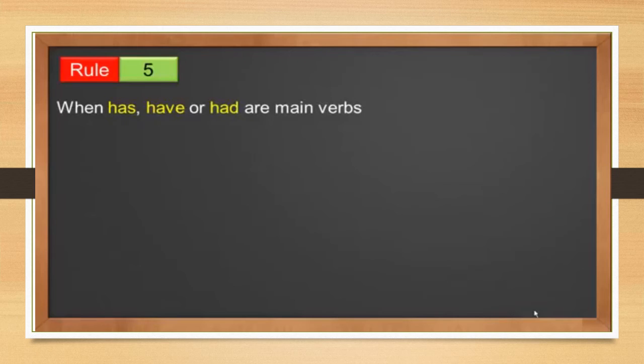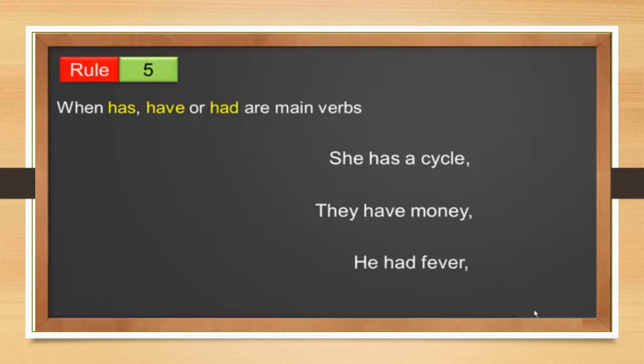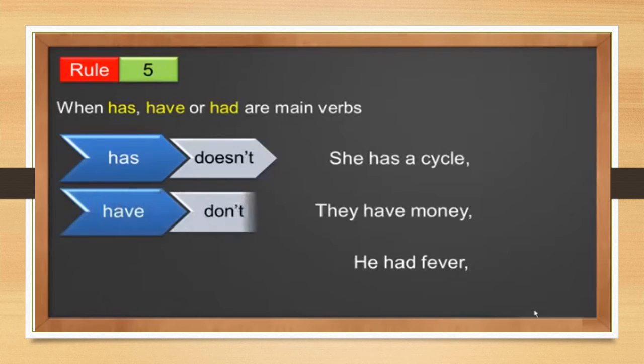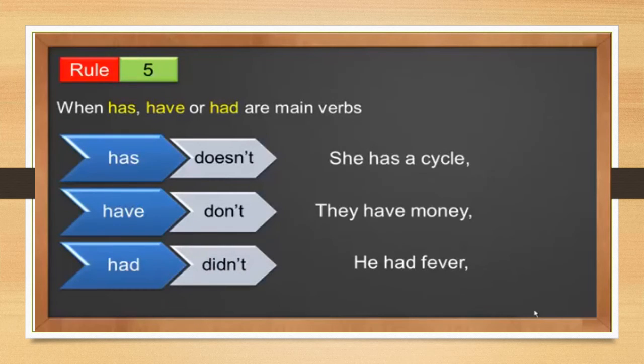Rule number 5. When has, have, or had are main verbs, not auxiliary verbs, we use this particular rule. For example, she has a cycle. They have money. He had fever. So in case of has, we again use doesn't, like in the previous rule. For have, we use don't. For had, we use didn't.